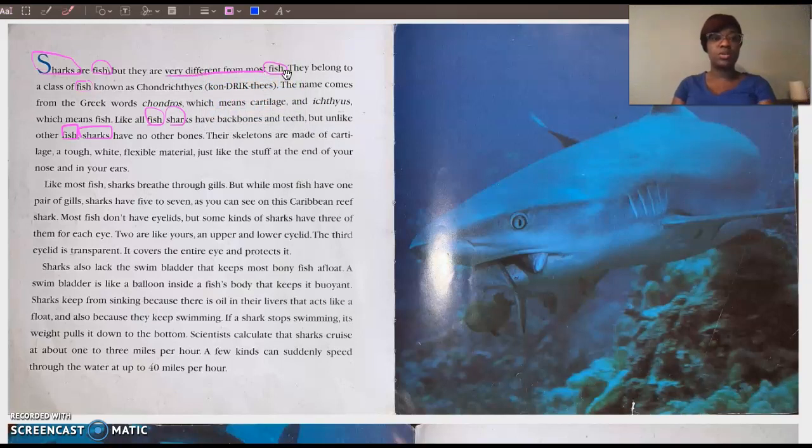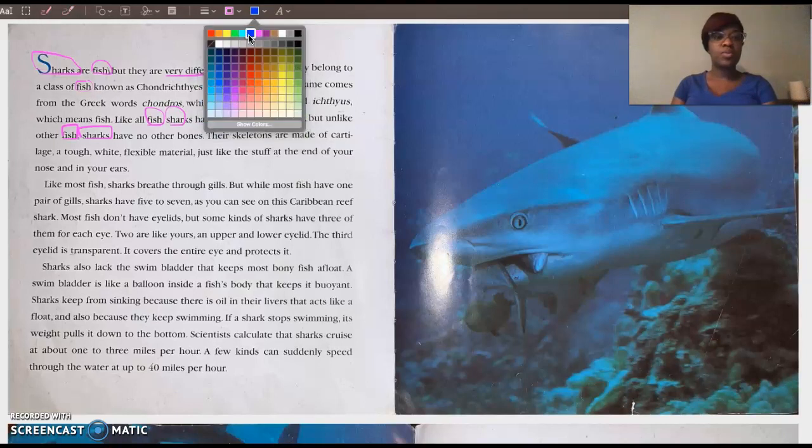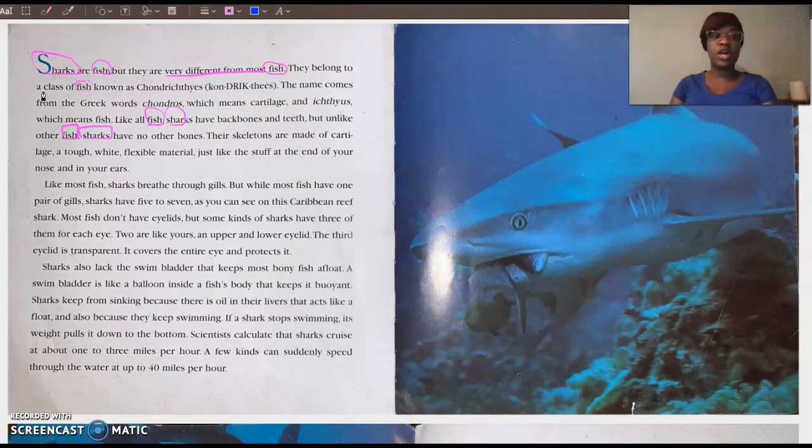I'm not sure why it's not letting me. They belong to a class of fish known as chondrichthyes, right? The name comes from the Greek word chondros. Oh, this is an important word, and so is this one.